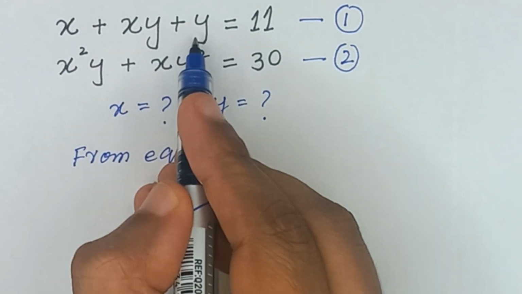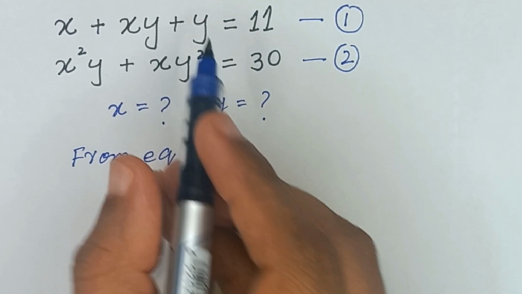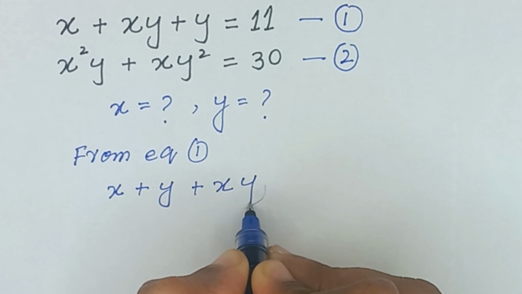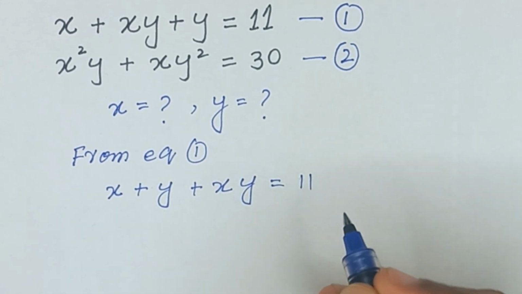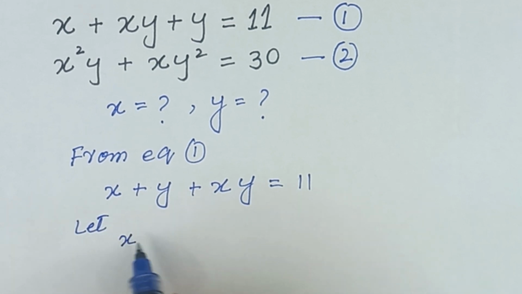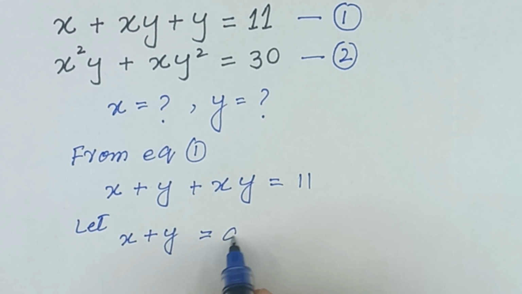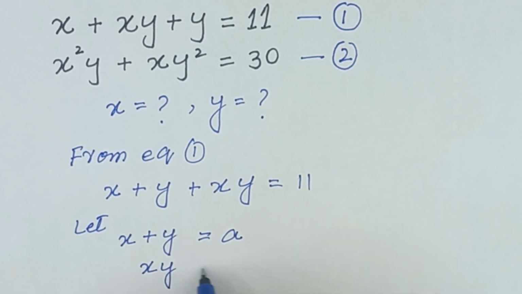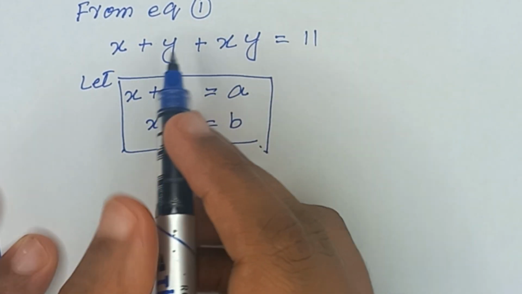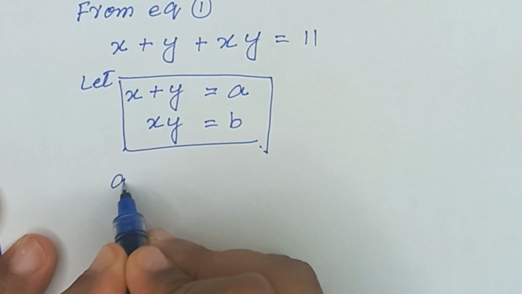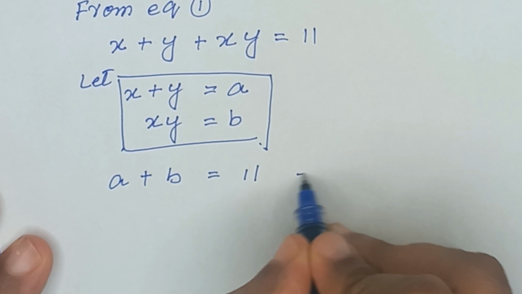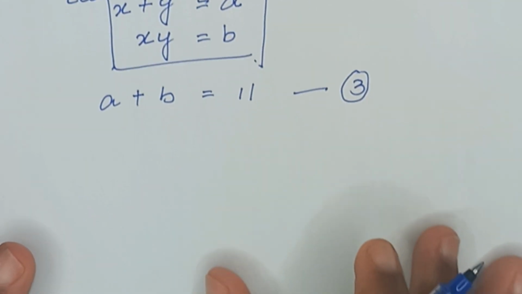Now let's start from equation 1, which is x plus xy plus y is equal to 11. We can write it as x plus y plus xy, which is equal to 11. Here we will let x plus y is equal to a and xy is equal to b. So our above equation will become a plus b is equal to 11. We will name it equation number 3.